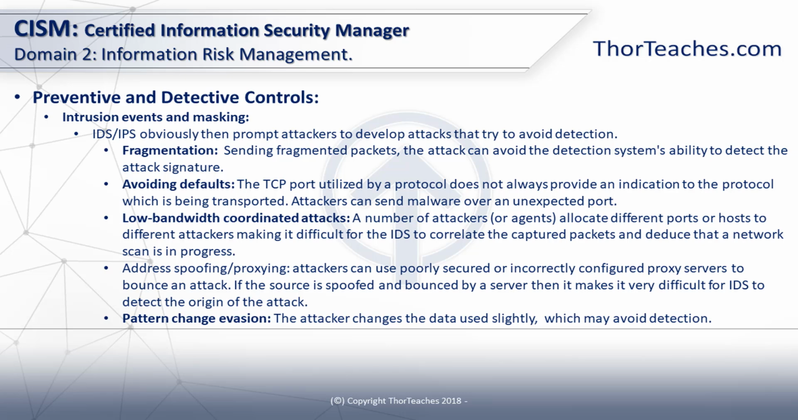They can use fragmentation. Basically, they just split up the packets in a new way that doesn't match the signature. Since the packets are reassembled at the destination, they can, for a while at least, avoid detection. Or the attacker can simply try to avoid defaults. If we know a certain attack or a certain type of intrusion would normally happen on this port and they change the port number. And just like anything else with IT security, it really is an arms race.